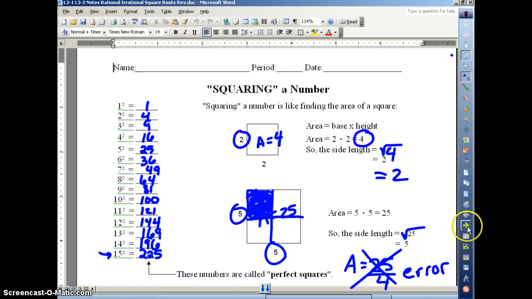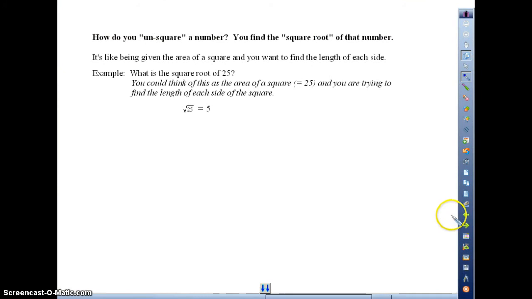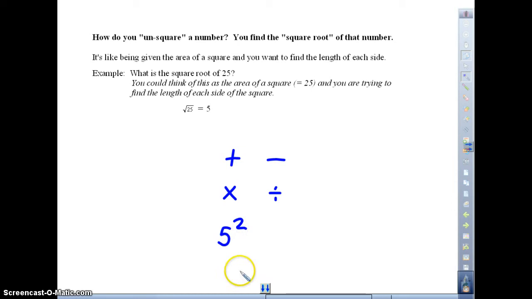Okay, how do you unsquare a number? If I can take a number and add it, then to undo it, I subtract. If I can take a number and multiply it, then I can undo that operation by division. If I can take some number like 5 and square it, the number that undoes that operation is called the square root. And it gets you back to where you started, okay?